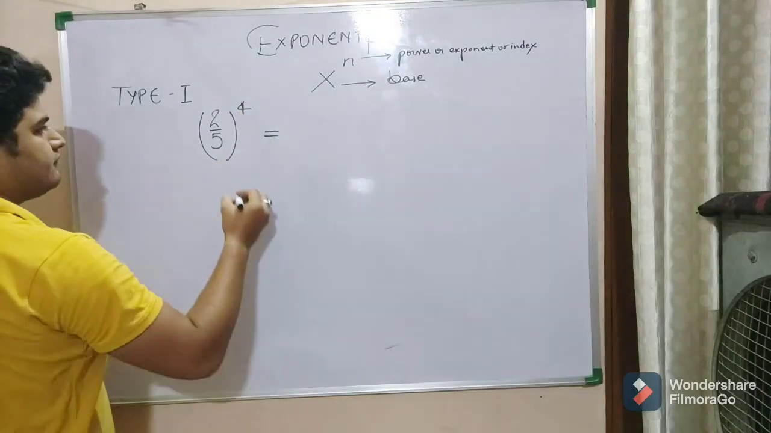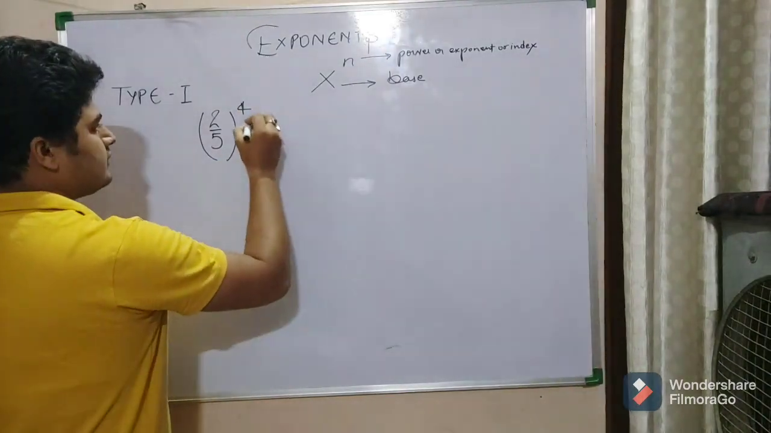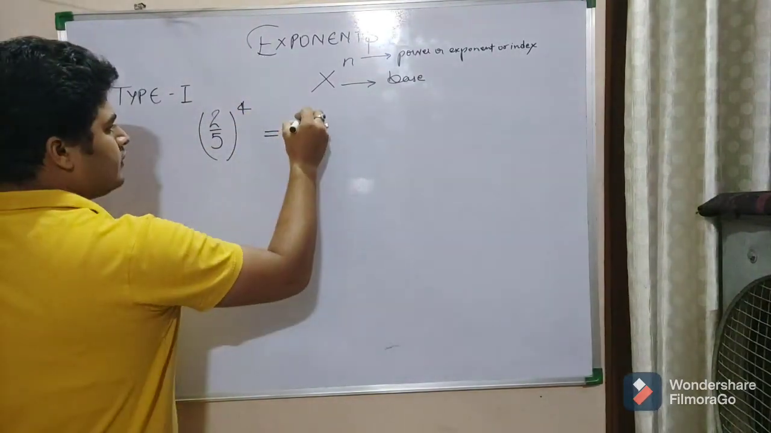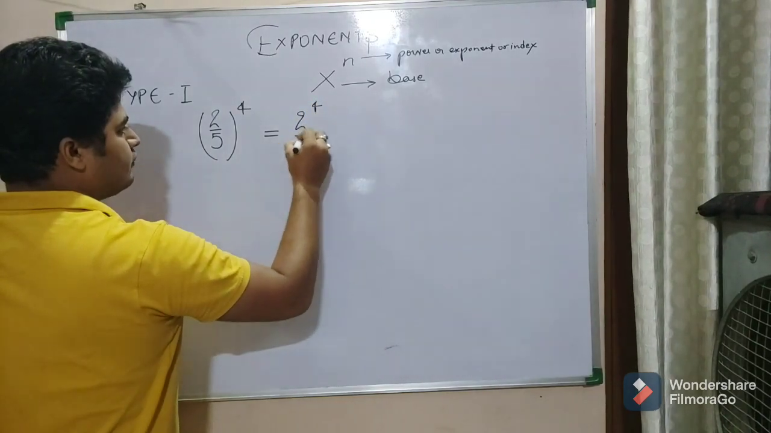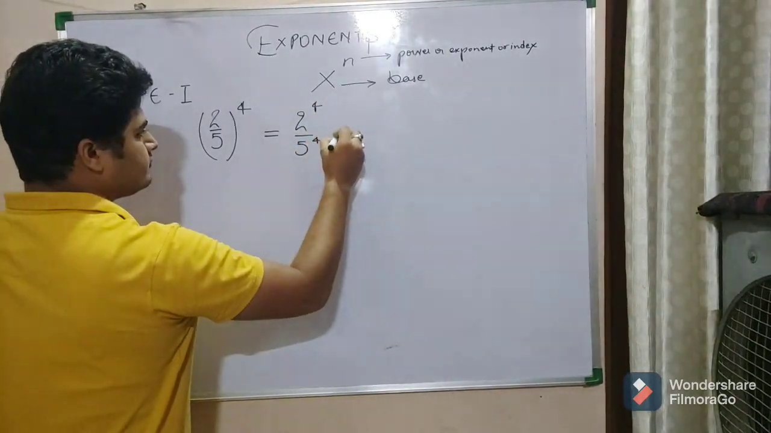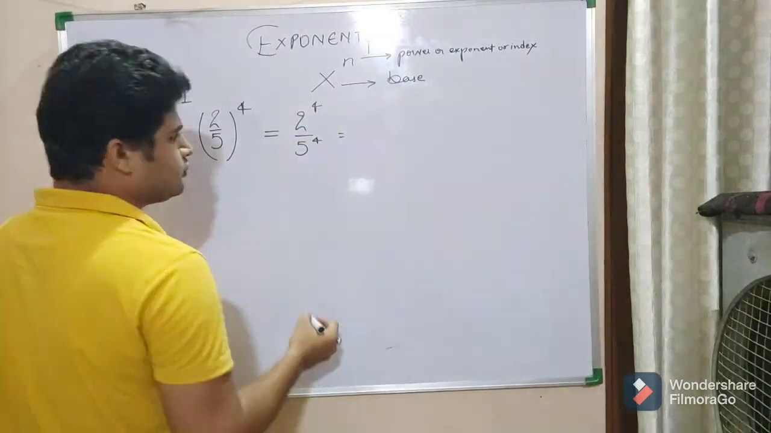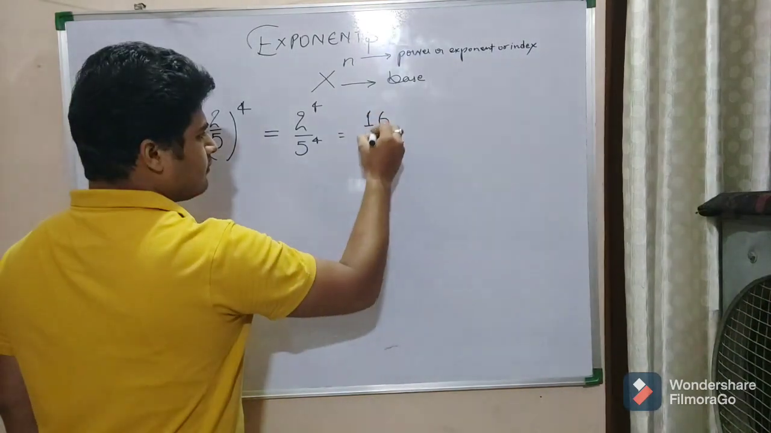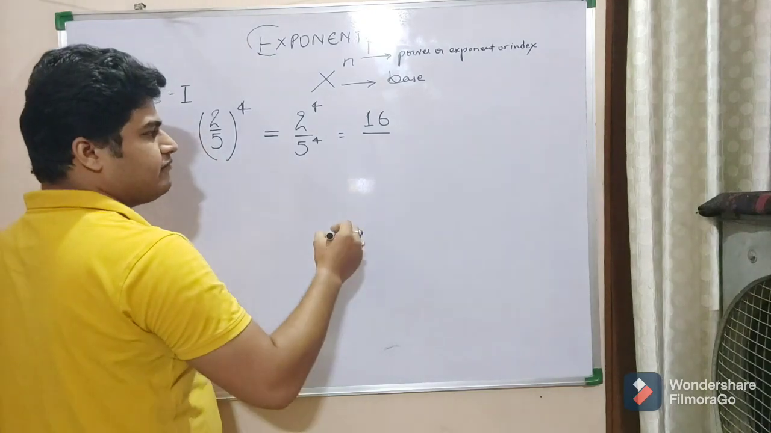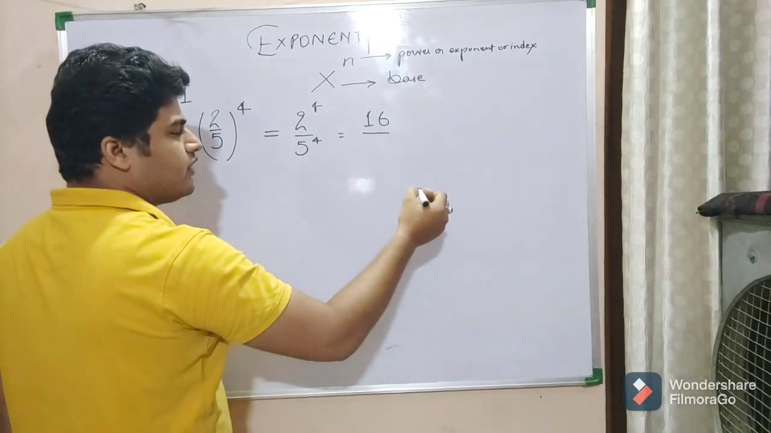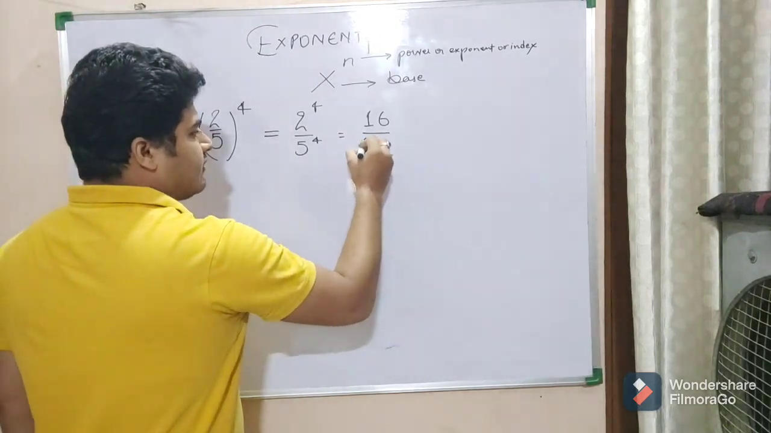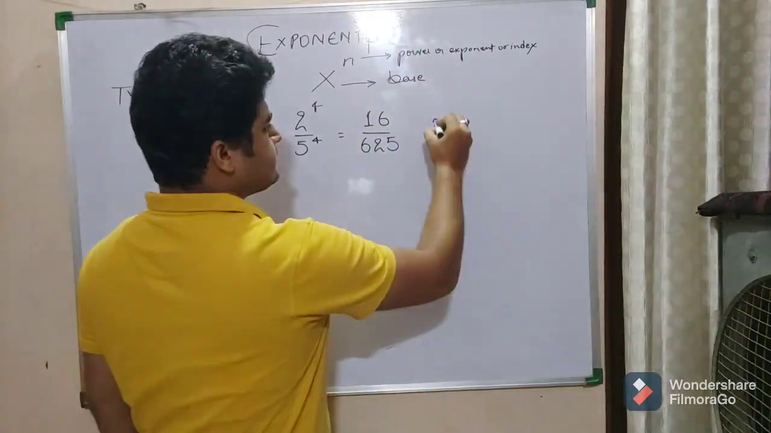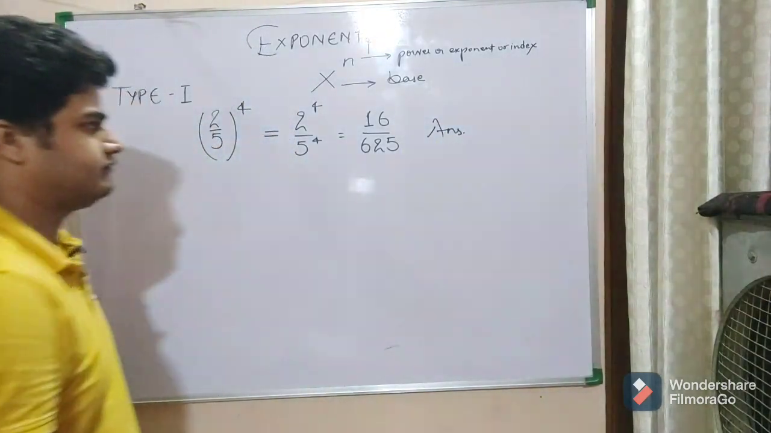So 2 by 5 to the power 4. What happens is that this power 4 will be distributed to both the numerator and denominator. So you can write it as 2 to the power 4 and 5 to the power 4. Then you know 2 to the power 4 means 2 multiplied 4 times. So 2 2s are 4, 2 4s are 8, 2 8s are 16. And 5 to the power 4 means 5 multiplied 4 times. 5 5s are 25, 5 25s are 125, 5 125s are 625. So the answer will be 16 upon 625.